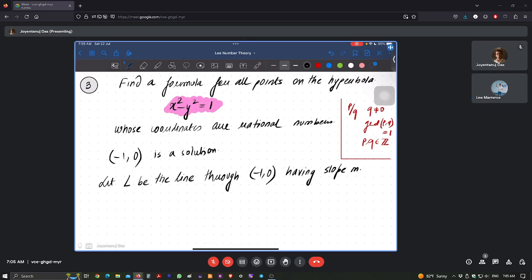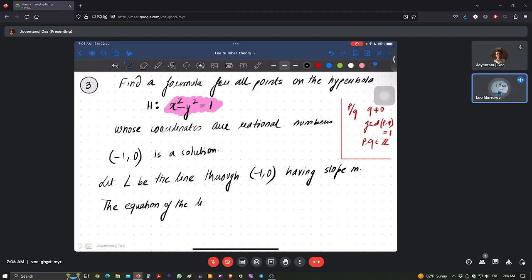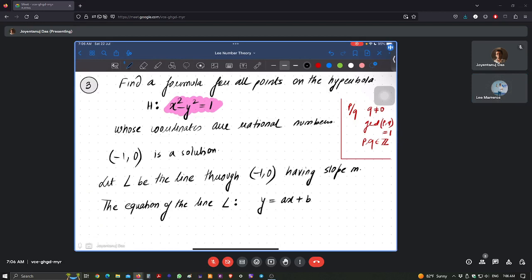Right. So we consider the line L passing through this point minus 1 comma 0, and the slope is m, right? Let us denote H as this hyperbola. So what will be the equation of the line L? The equation of the line generally would be y equals ax plus b, right? Here the slope we know is m, so it will be mx plus b. So we have to find what is b.